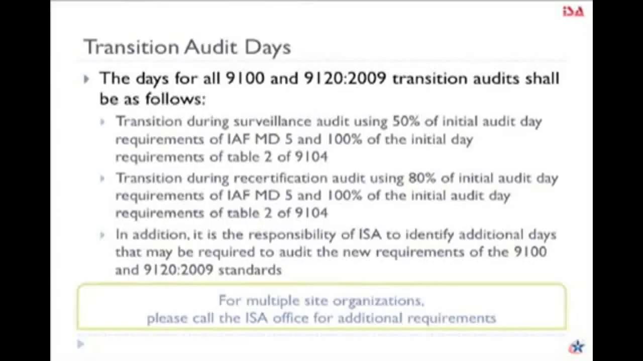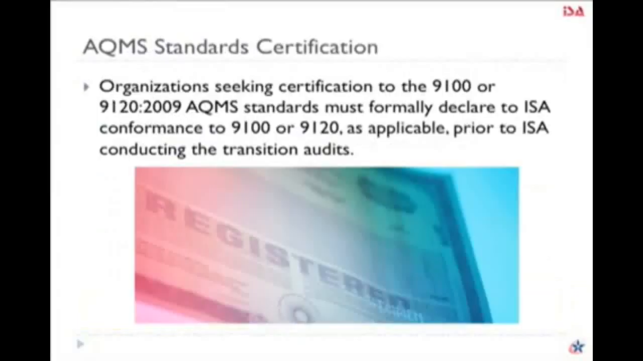The days for all 9100 and 9120-2009 transition audits shall be as follows. For multiple site organizations, the transition during the existing audit cycle will vary. If you are a multiple site organization, please call the ISA office for additional requirements. Organizations seeking certification to the 9100 or 9120-2009 AQMS standards must formally declare to ISA conformance to 9100 or 9120 prior to ISA conducting the transition audits.